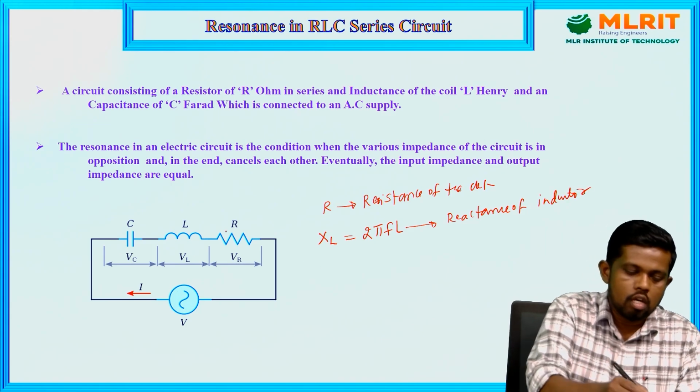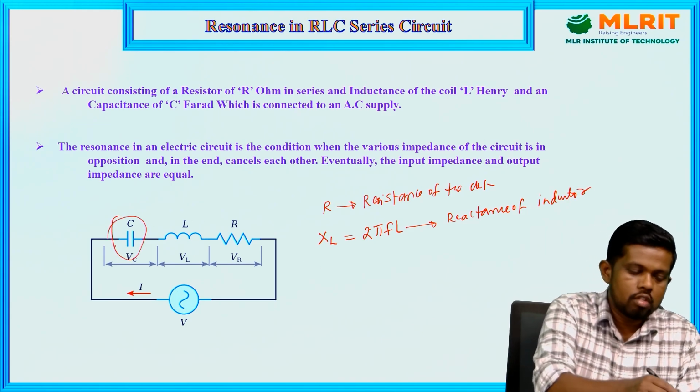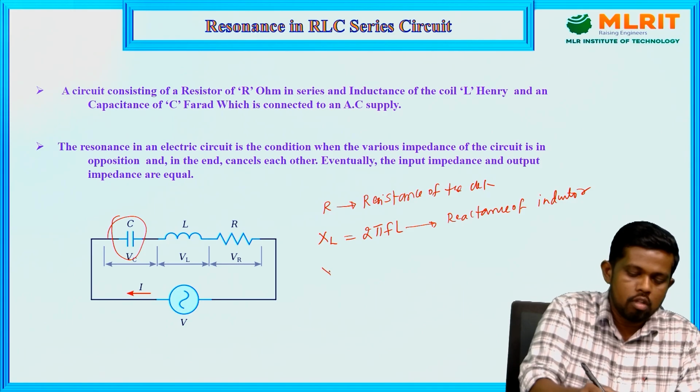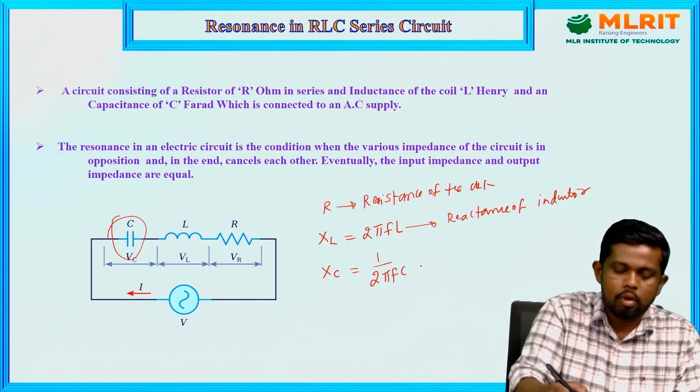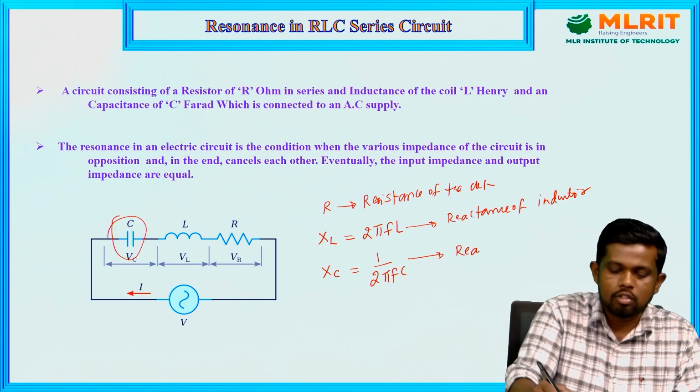The next one is the capacitor, which also offers an ohmic property called XC. XC equals 1 by 2πfC, which is the reactance of the capacitor.